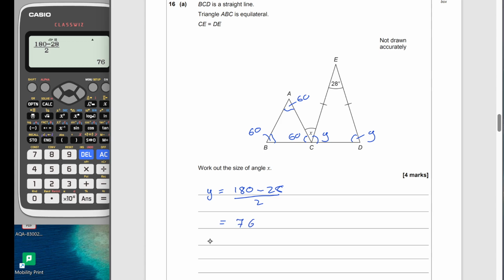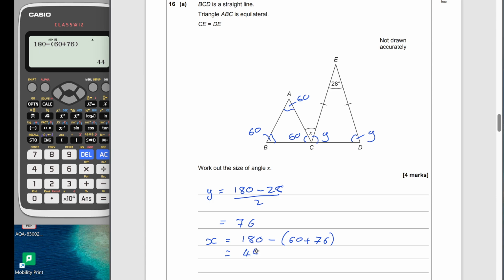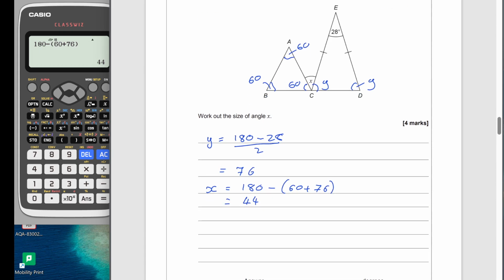So x is going to be equal to 180 minus 60 plus 76, which would give me 180 minus, open bracket, 60 plus 76. Good habit, always write down what you're going to type into your calculator. So 44, there we go.